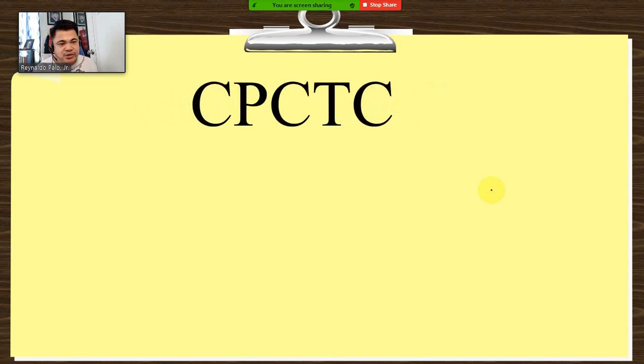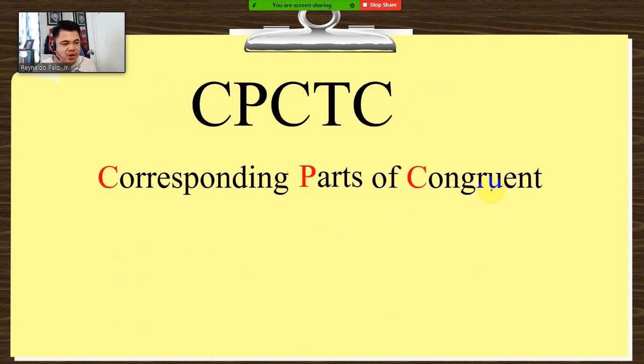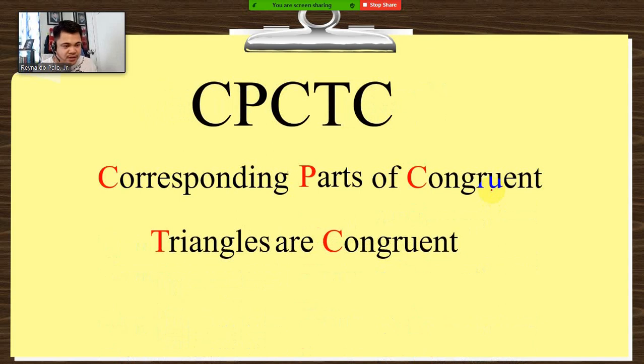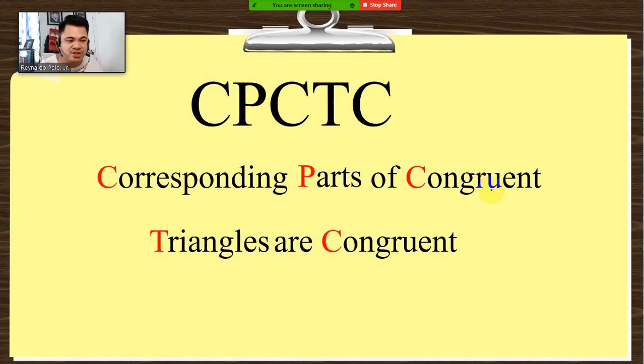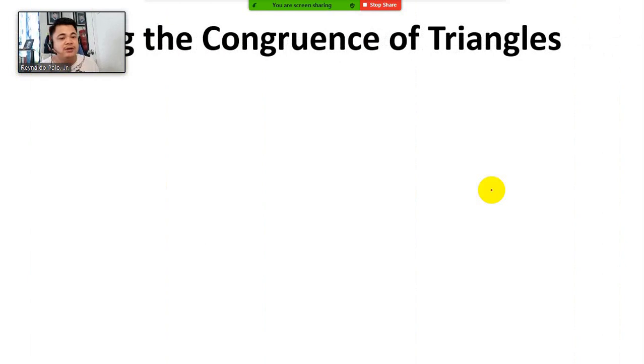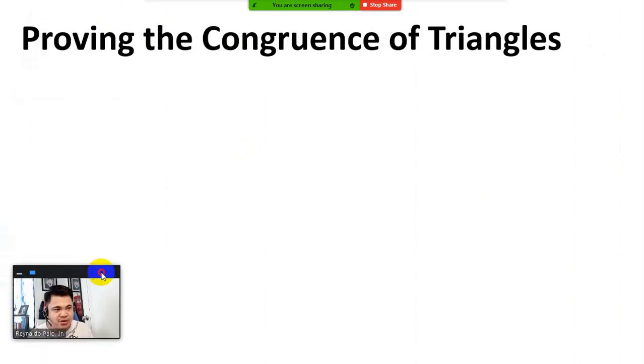Now, in relation to AAS, we have the CPCTC, or the corresponding parts of congruent triangles are congruent. So this is in relation with AAS and the other postulates, alright? So we can use this postulate, okay? When we have corresponding parts of congruent triangles, they are automatically congruent under the CPCTC principle or postulate. Now, let us use those postulates in proving the congruence of triangles.